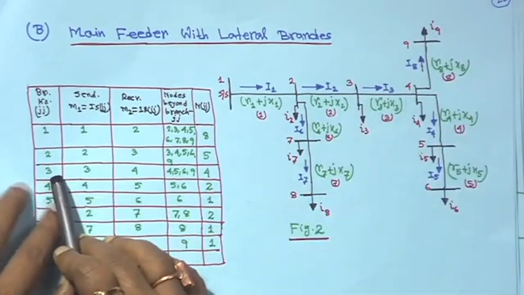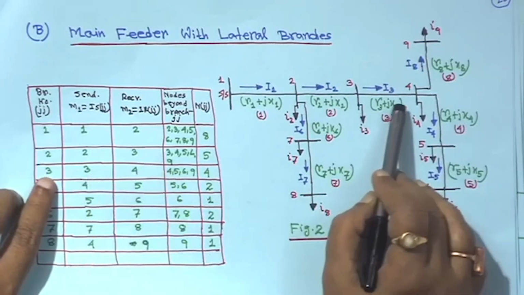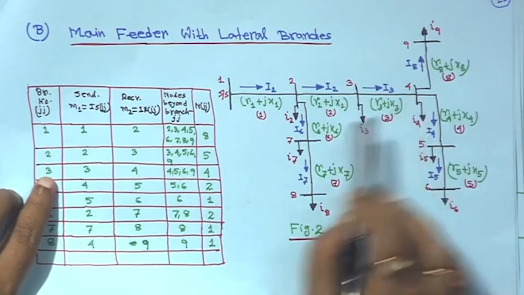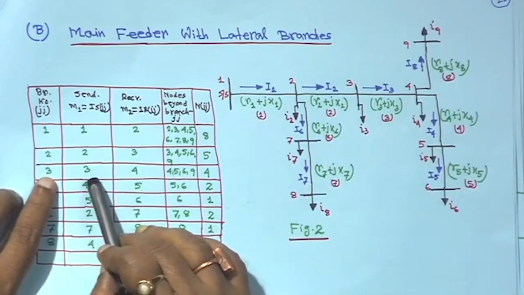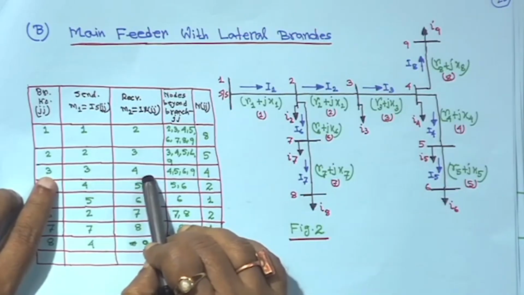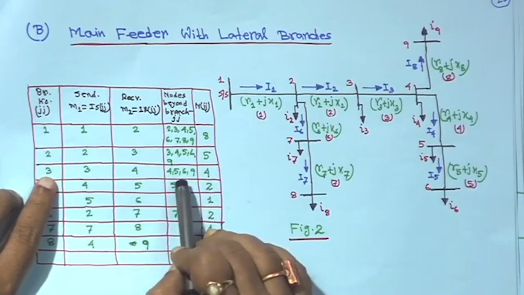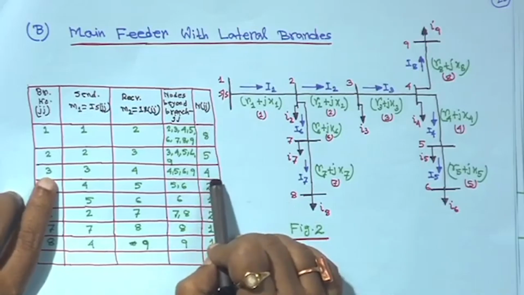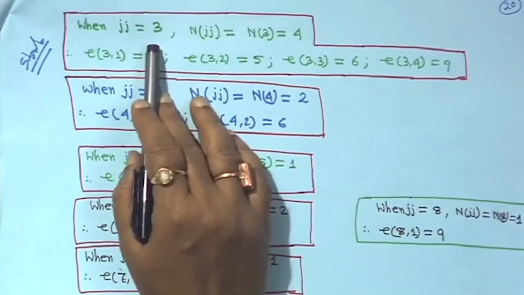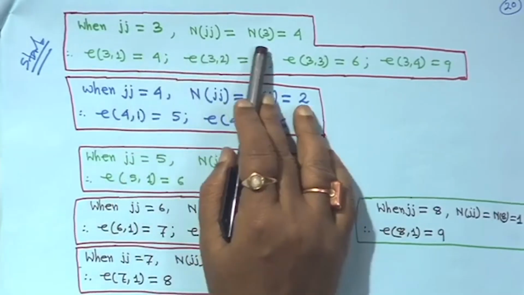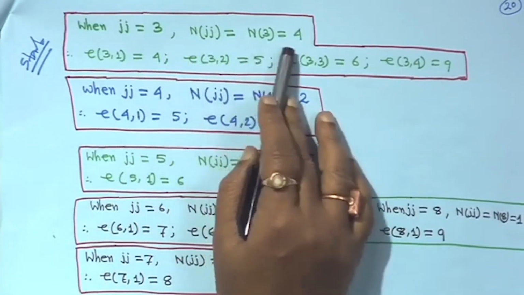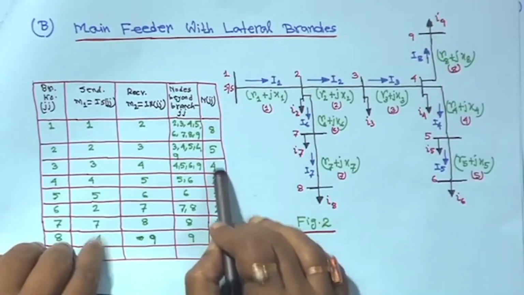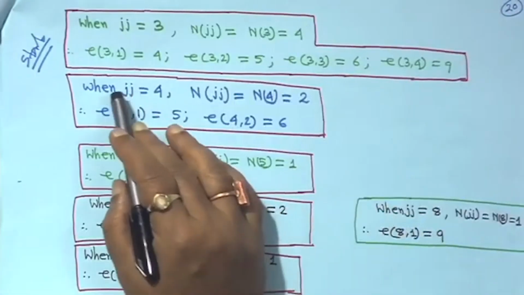Look at the table. For this branch, the sending end node is 3 and the receiving end node is 4, and therefore M1 is equal to 3 and M2 is equal to 4. There are 4 nodes, 4, 5, 6, 9, and therefore nj j, the number of nodes, is 4. That means when jj is equal to 3, njj is n3, which is equal to 4, from this table.